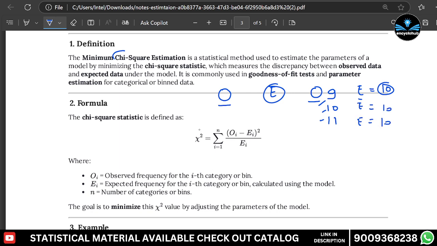Now, what is the chi-square statistic? The chi-square statistic looks like chi-square equals the summation of (O minus E) whole square upon E, where O is the observed data and E is the expected frequency for the ith category or bin, and N is the number of categories or bins.